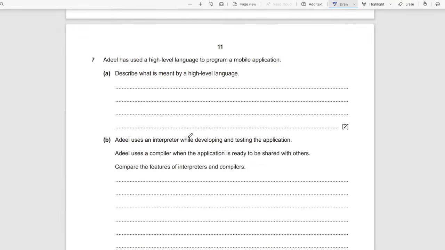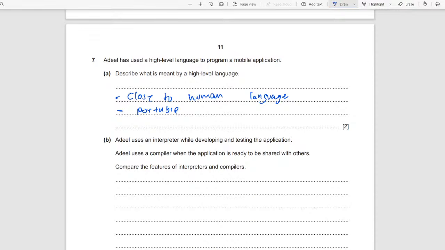So we have a question on high level language and compilers and all of that sort. Describe what is meant by a high-level language. The first thing you would say whenever they tell you to describe a high-level language is that it is close to human language. Then you can also say it's portable, because a high-level language is portable, if you didn't know. We move on.